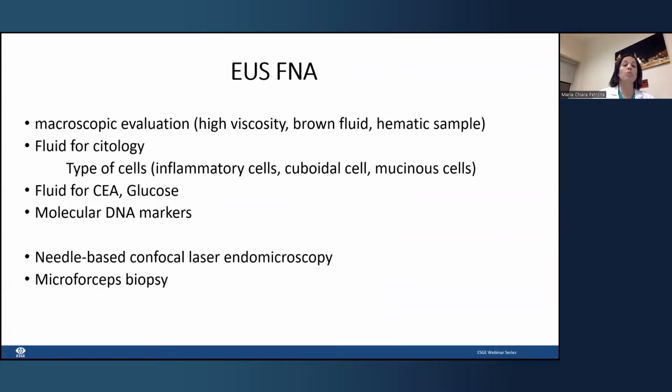Of course, we can add more diagnostic information with fine needle aspiration and the analysis of cyst fluid. We can do a macroscopic evaluation just with the color and the viscosity of the fluid, and then we can use the fluid for cytology, for markers, for molecular analysis, and also we can use new tools to improve the diagnostic accuracy.